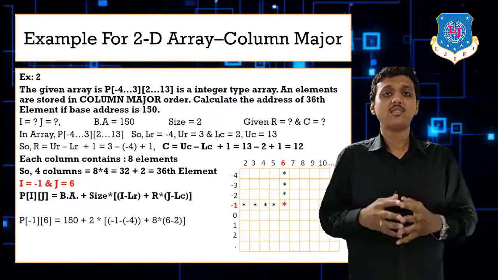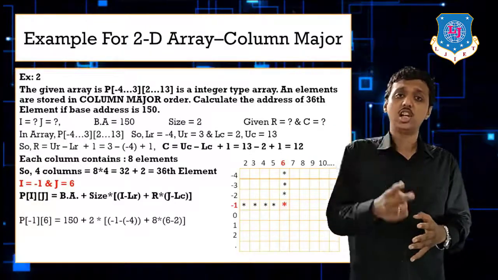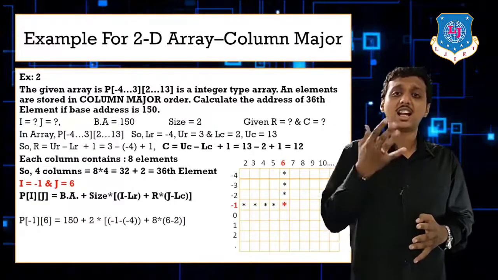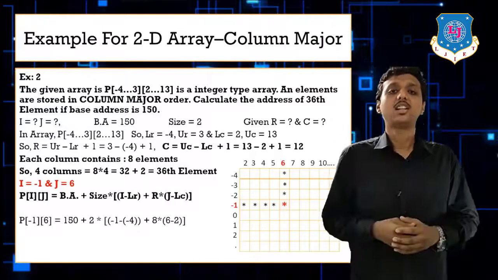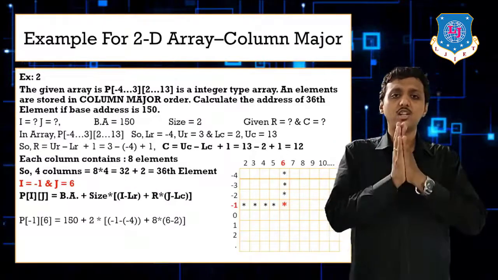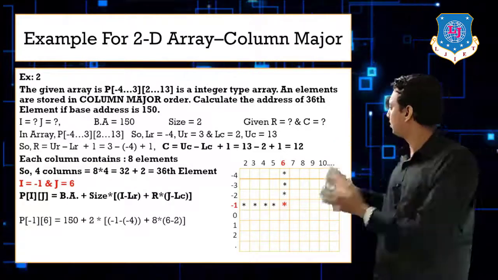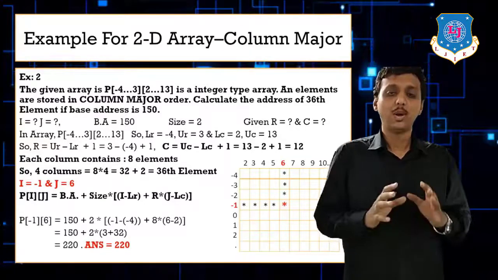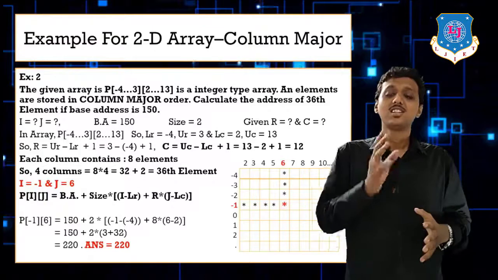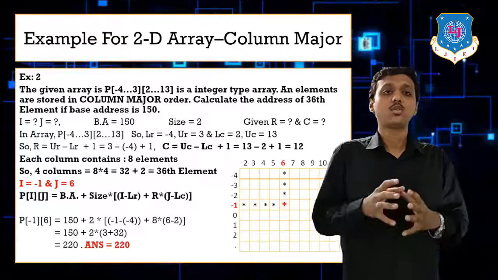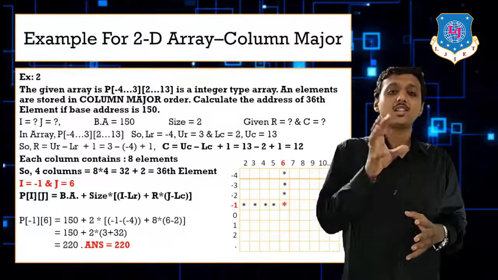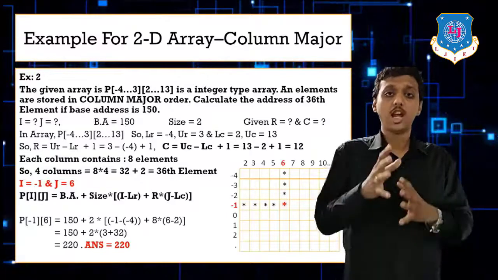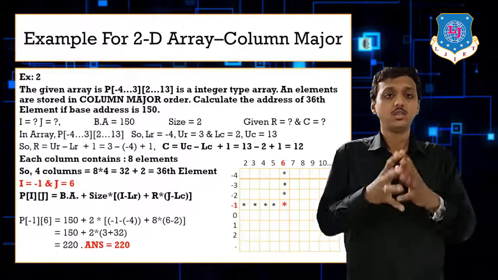Now you have everything: I, J, base address, LR, LC, and obviously capital R. So just put all the data into the formula and get the answer. The answer becomes 220. So students, like this we can calculate the address of an element when the data elements are stored in column major. I hope you have understood it very well.